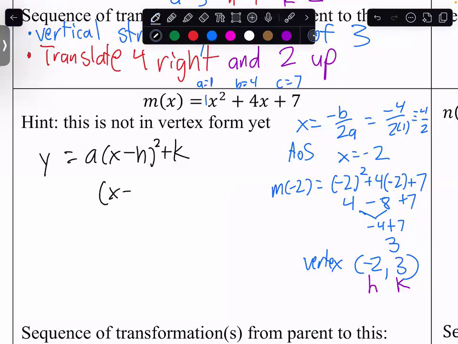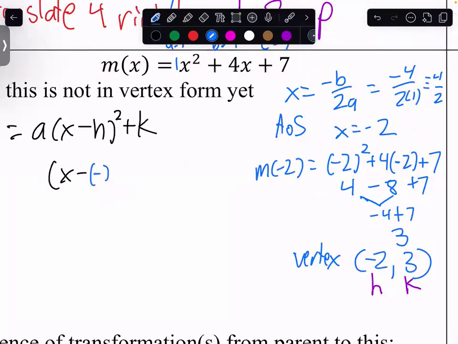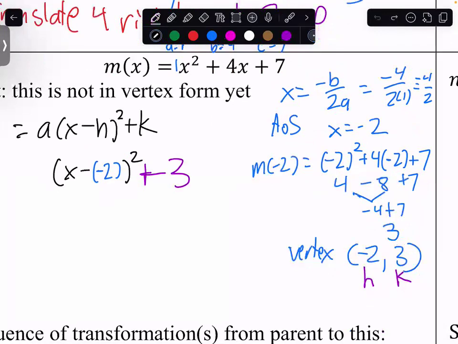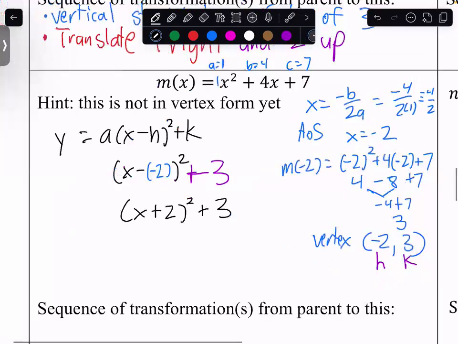X minus h, we now know that h is negative 2. So it's x minus negative 2. Keep the parentheses, keep the squared, and then plus k at the end. We now know that k is 3. But instead of saying minus negative 2, we can just write plus 2. Instead of subtracting, you add the opposite. So the vertex form would be this.